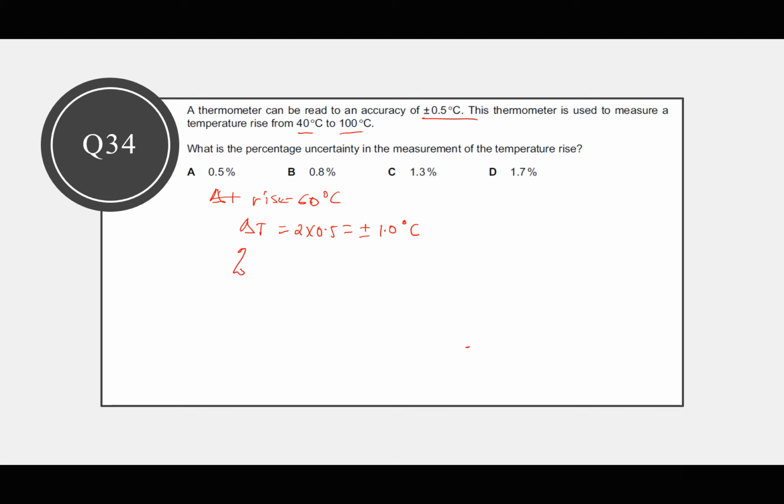Then if I want the percentage, this will be 1.0 divided by the rise, which is 60, multiplied by 100. So this is 1 divided by 60 times 100. This is 1.66%, which is approximately 1.7%. So the percentage uncertainty in the measurement is 1.7%.